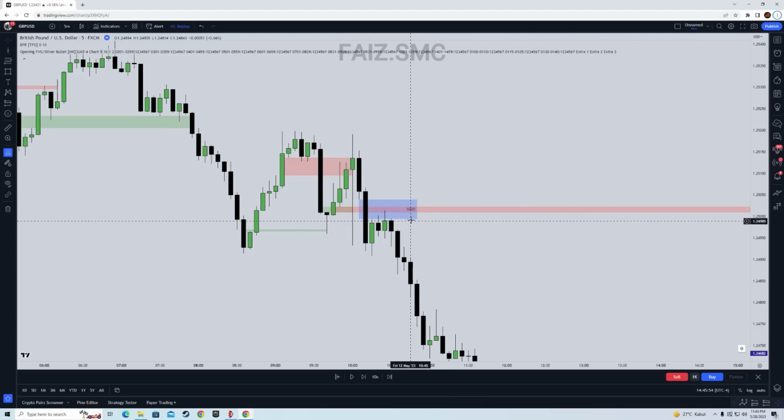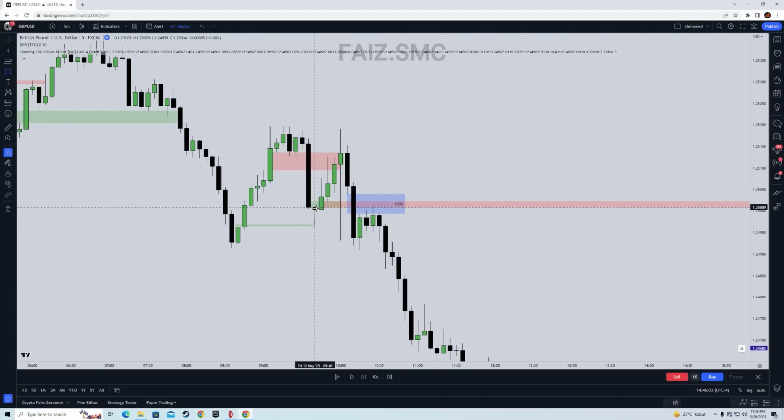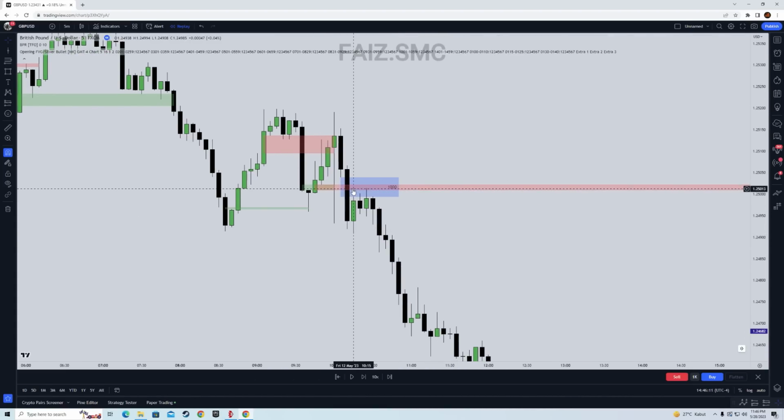That is annotated by this blue box right here. Blue box means bearish fair value gap, and this right here is our BPR, annotated by this red box here. So that is the first fair value gap of the silver bullet session, and that first fair value gap has a BPR. Note that the BPR has to be bearish as well. So let's say you get a bearish fair value gap, the BPR has to be bearish as well.